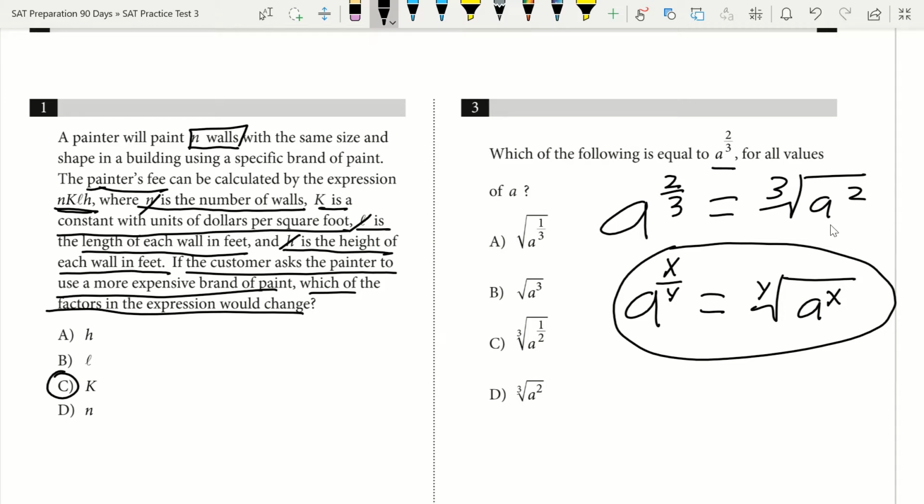But yep, right here there's really going to be no tricks. It's just looking at the question, seeing we're asked for what's equal to a raised to the power of 2/3, and knowing that we're going to have the third root of a squared. So our answer there is going to be D. Not really any tricks for that one. Just make sure that you memorize this equation that I put down. So the answer to 3 will be D.